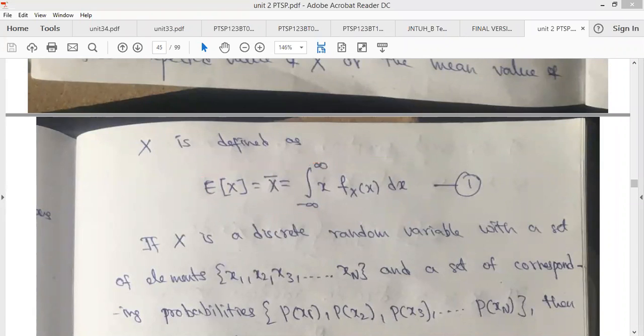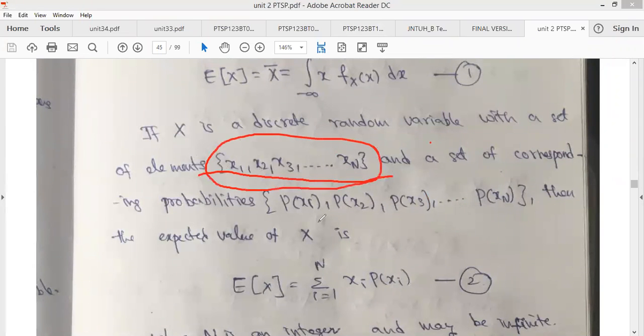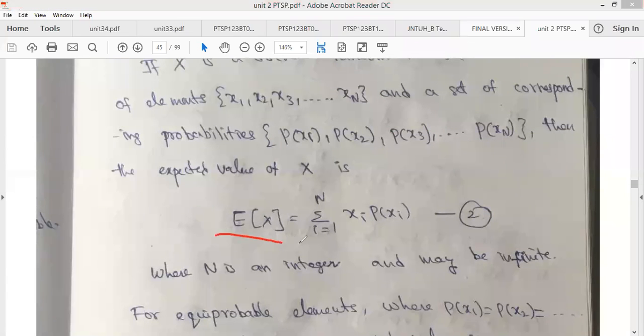Similarly, in the case of a discrete random variable, the random variable will have discrete elements x equal to x1, x2, x3, and so on up to xn. These elements have probabilities p of x1, p of x2, and so on up to p of xn. In that case the expectation is given by the formula: expected value of x is equal to the summation from i equal to 1 to n of xi p of xi. This is the formula we use to obtain the expectation of a discrete random variable. You should also remember this formula.